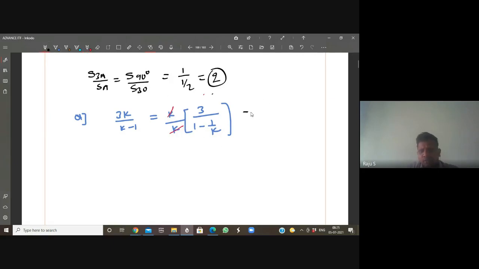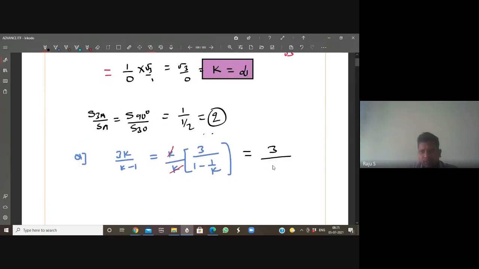Now you can substitute k as infinity. K value we already got as infinity. That k value you can substitute here: 3 by 1 minus 1 by infinity. Since we know that 1 by infinity value is 0, for the first option, what is the answer we got? 3 by 1 minus 0, it is 3. But what is the LHS value we got here? 2. So is 3 equal to 2? No.